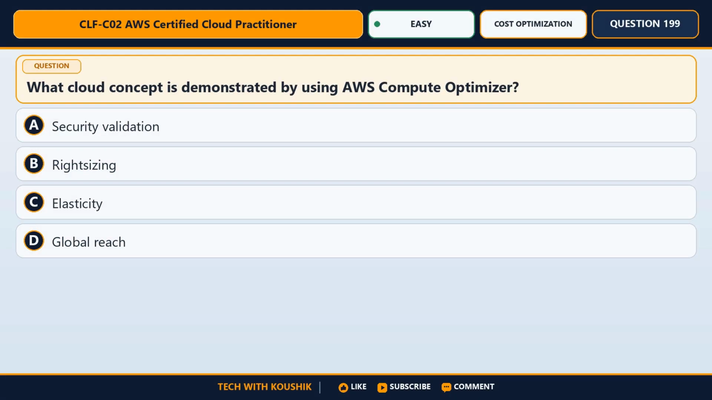Question number 199. What cloud concept is demonstrated by using AWS Compute Optimizer? Option A. Security validation. Option B. Right-sizing. Option C. Elasticity. Option D. Global reach.